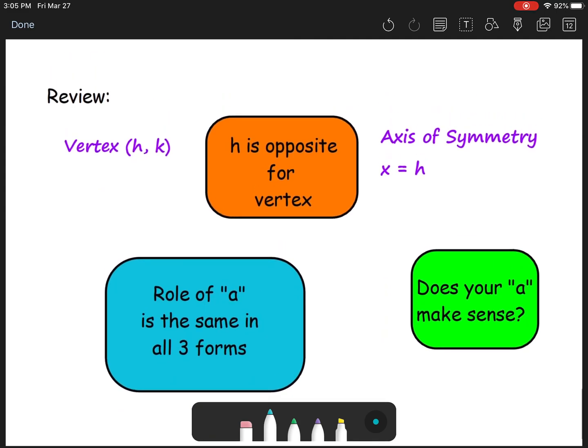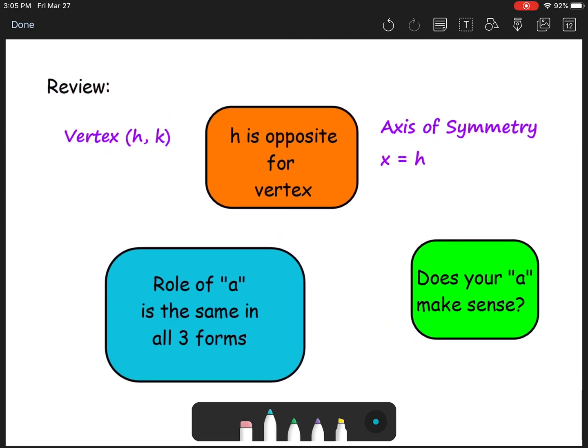That is how we graph a parabola in vertex form. Important things to remember: h is opposite for the vertex, right? So the sign for h is opposite, the sign for k stays the same. Your axis of symmetry is just the same as your h value of your vertex. And remember that the role of a has not changed at all.